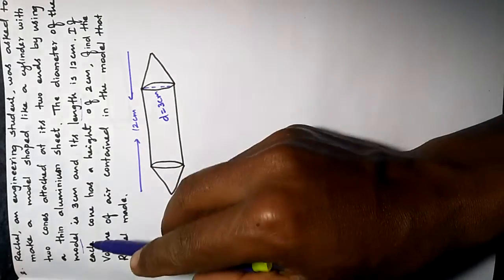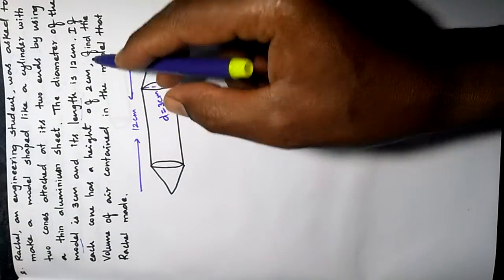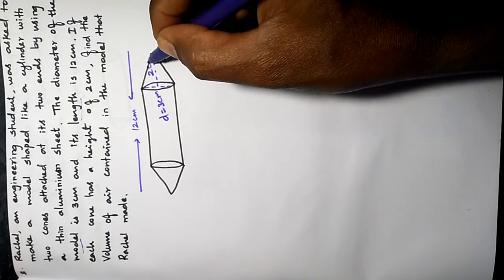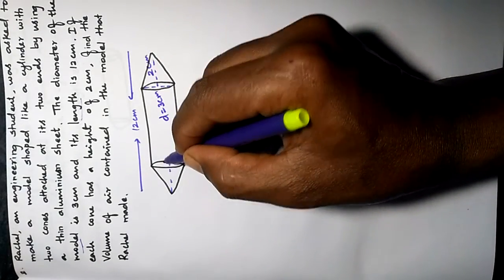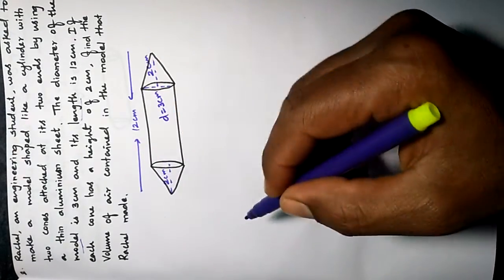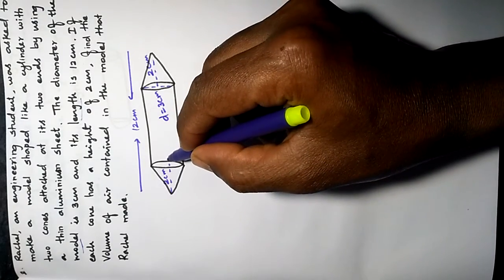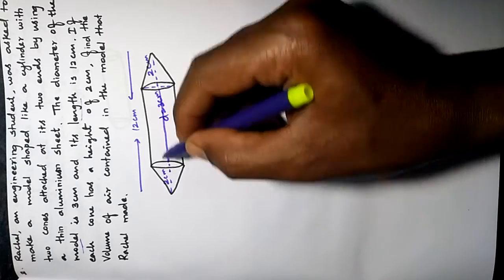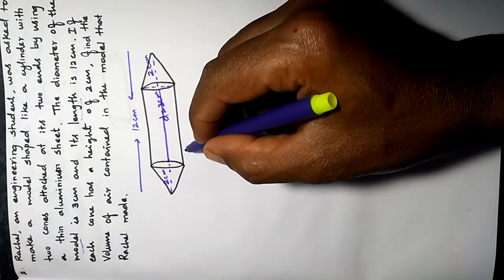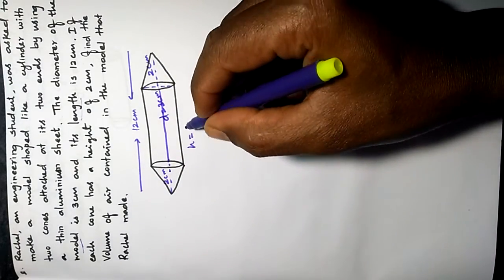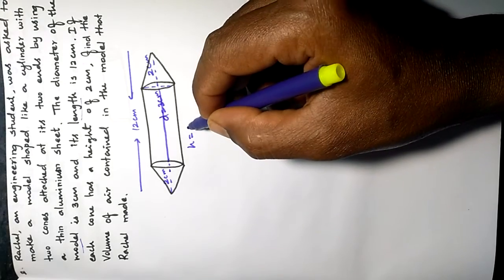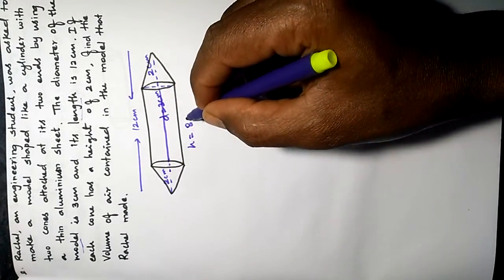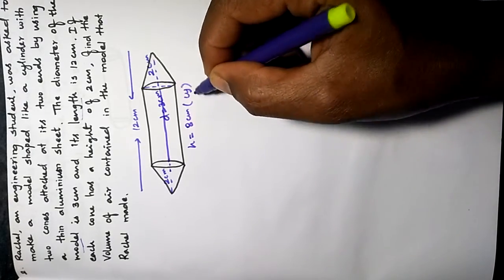Next, each cone has a height of 2 centimeters. This is 2 centimeters and here also it will be 2 centimeters height. Then to calculate the height of the cylinder from here to here, from the total we subtract 2 centimeters and 2 centimeters, and we get the height of the cylinder h equal to 8. So this is the cylinder height.